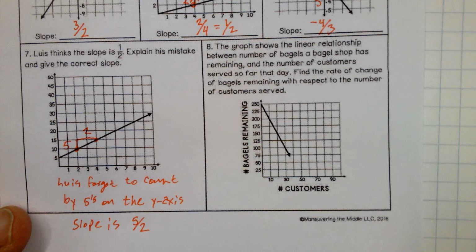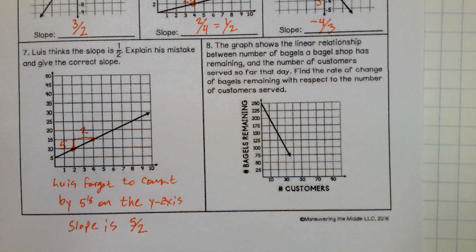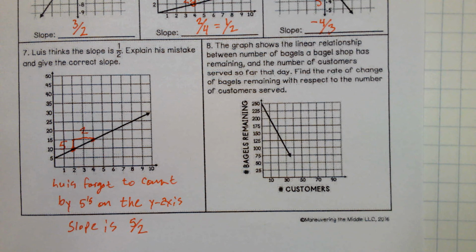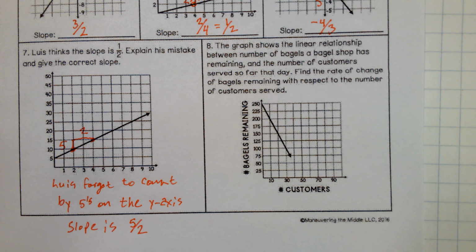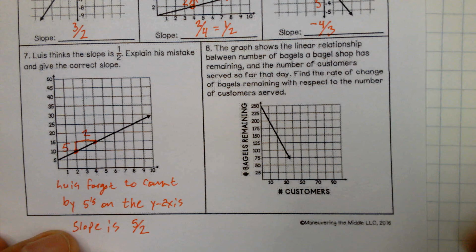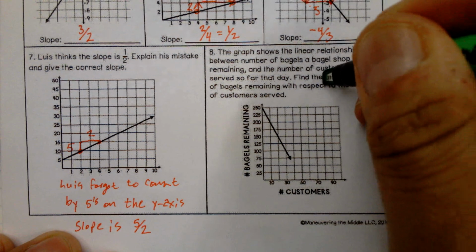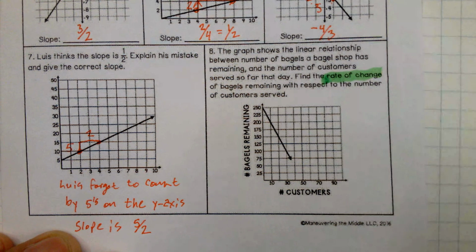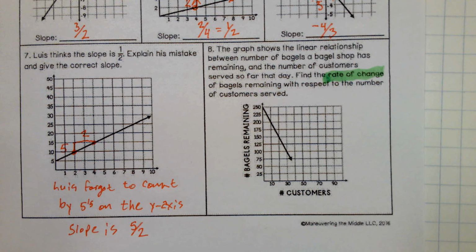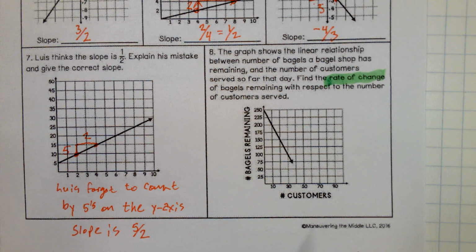Okay. I'll finish this up with this one. The graph shows the linear relationship between number of bagels a bagel shop has remaining and the number of customers served so far that day. Find the rate of change. Rate of change is the slope. So they're asking for the rate of change, which is the slope, of the bagels remaining with respect to the number of customers served.